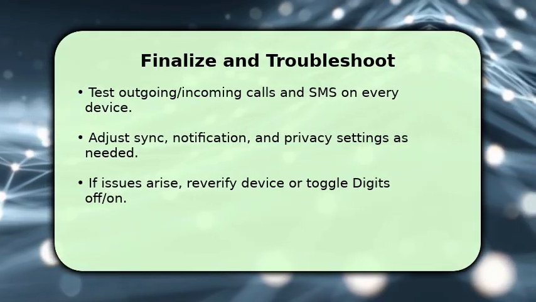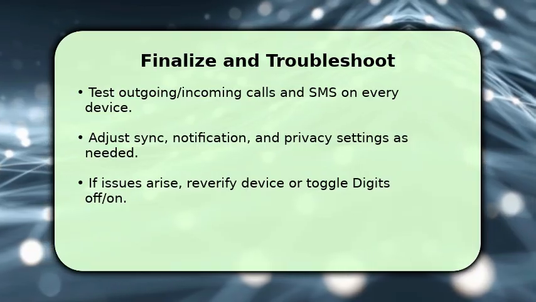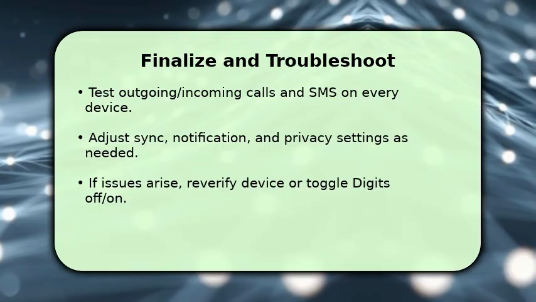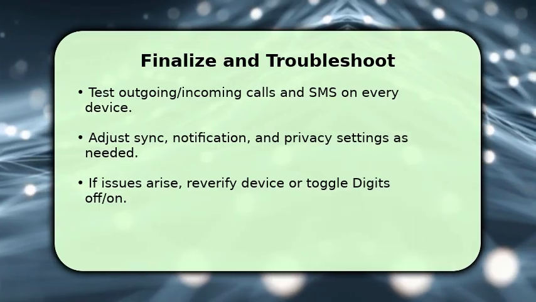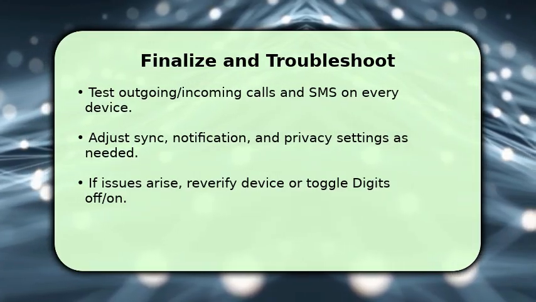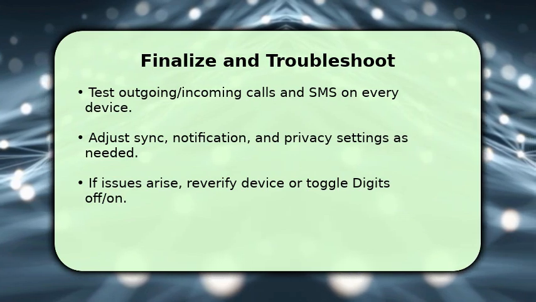If something fails, re-verify the problematic device in the Digits app, sign out and back in, or toggle the Digits assignment off and on. That simple refresh resolves most sync or routing errors. If problems persist, contact T-Mobile support for account checks.